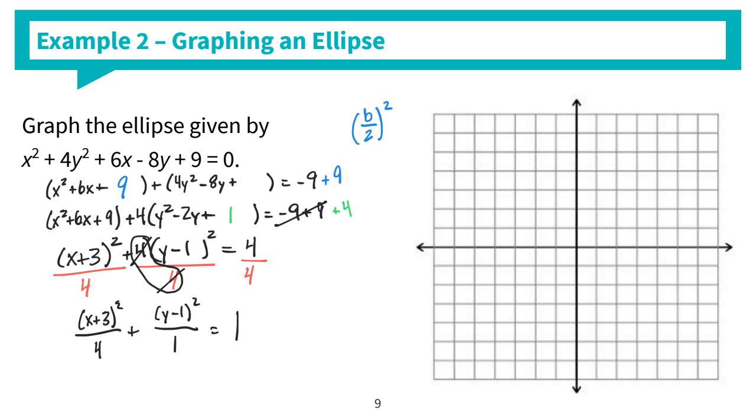Okay, so I'm going to fix this just in one small way, and that is I'm going to rewrite this 4 as a 2 squared. And 1 can be written as 1 squared. And that's going to help me graph.